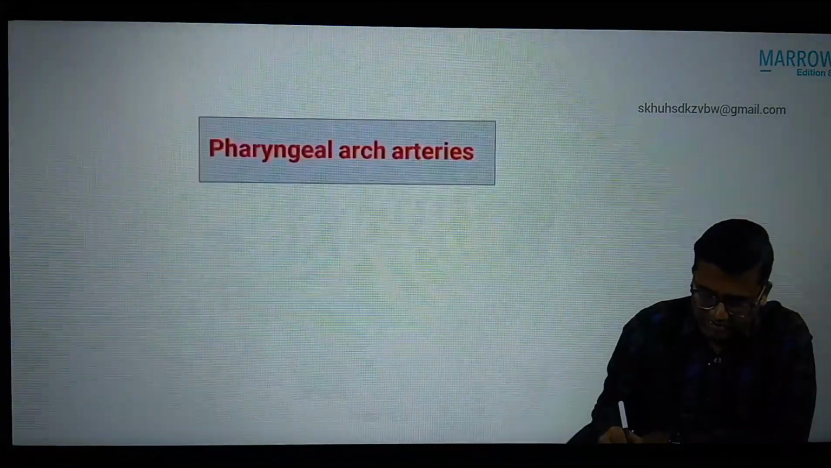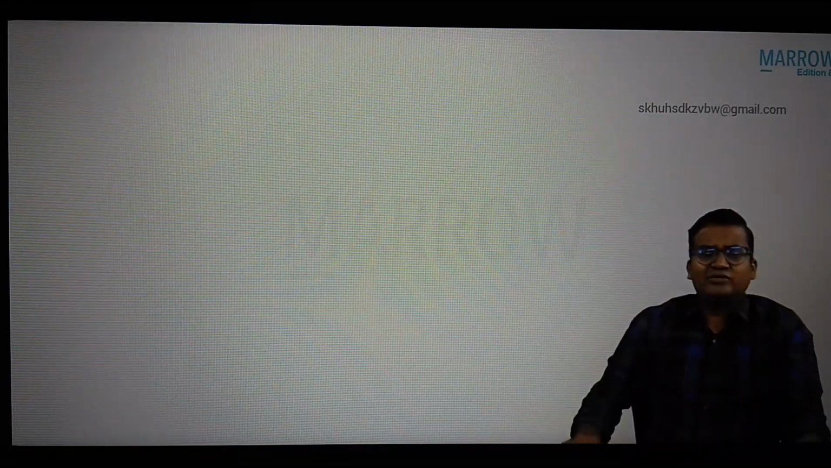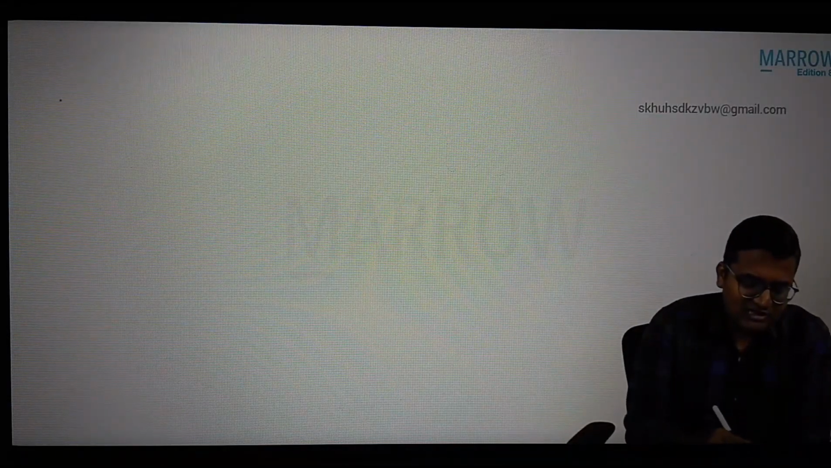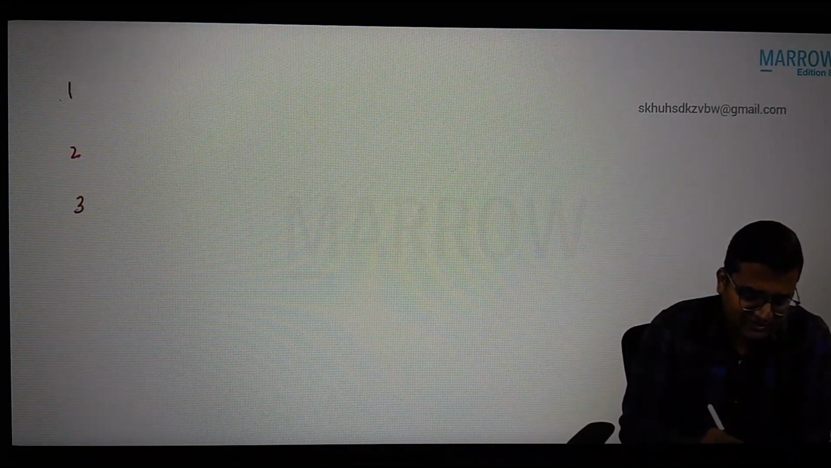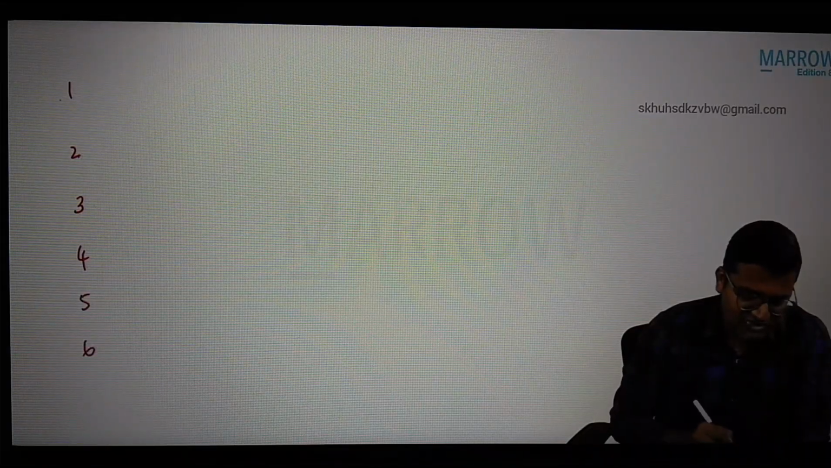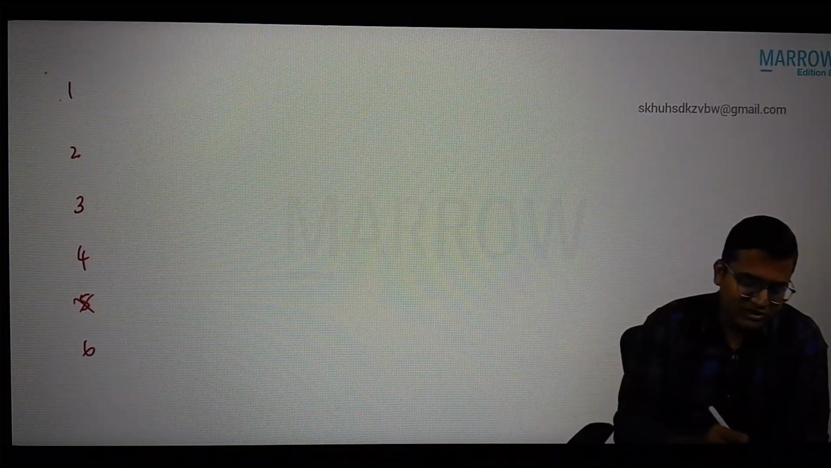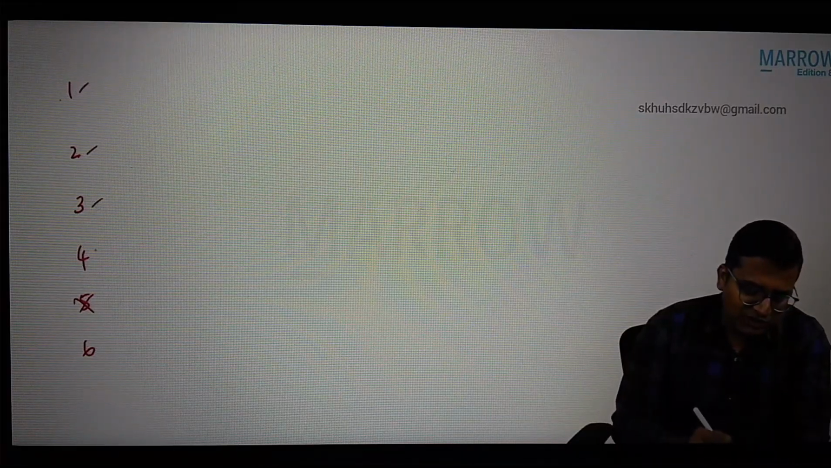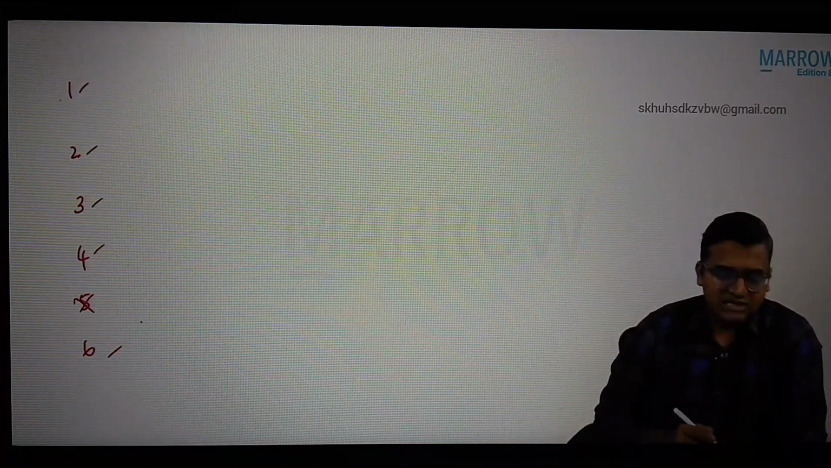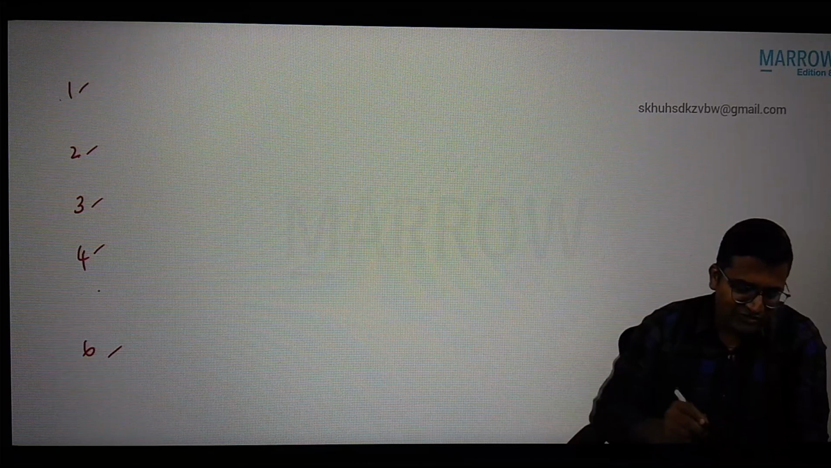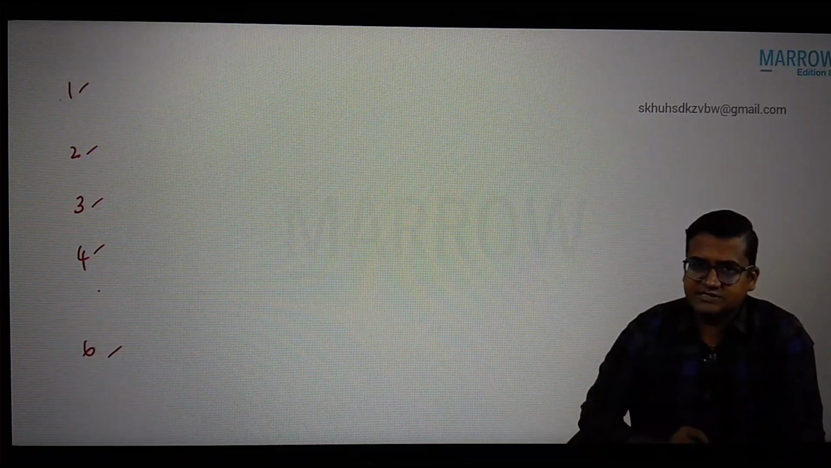We're going to start the discussion about the arch arteries. Okay, so we know some basic details about the arch arteries. What are those? We have 6 pharyngeal arch arteries: first, second, third, fourth, fifth, and sixth. The fifth arch, we know, will disappear immediately after the formation. So we have only 1, 2, 3, 4, and 6 pharyngeal arches. So now we have only 5 pharyngeal arch arteries: 1, 2, 3, 4, 6.